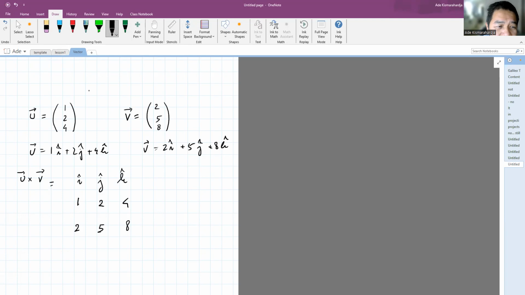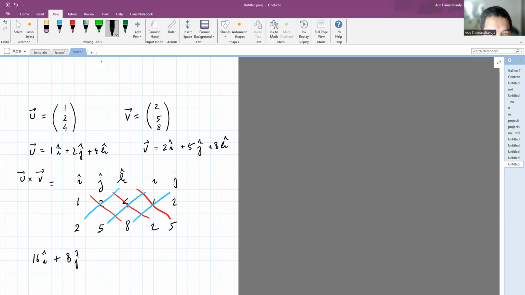So how do we do the Sarrus method? First of all, you need to copy the first two columns, in this case i, j, and then 1, 2 and 2, 5. Now I will draw some diagonals here. We will now multiply the components in each diagonal. So in this one, for example, i times 2 times 8, that's 16i. With the reds, you add them. What is next? j times 4 times 2, so 8j. And next, k times 1 times 5, 5k. So that's what you get from these red diagonals.